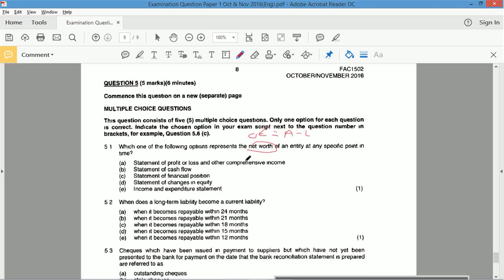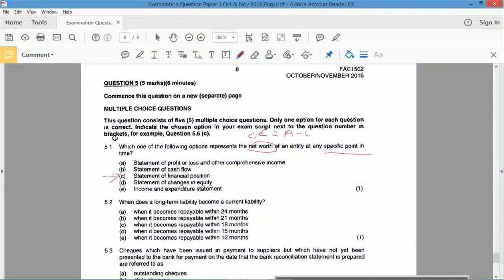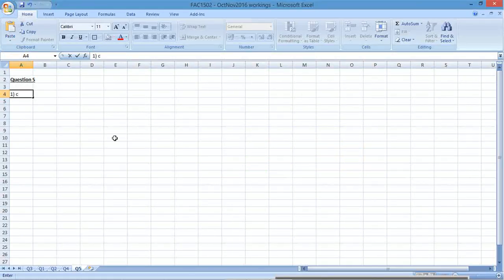So when looking at a specific point in time, you'd be looking at the financial position. C, financial position. It's assets minus liabilities. That's the focus. The key there is specific point in time. That's the only statement that's at a point in time. It's the statement of financial position at this point, at that point. If they said over time, then it's over a period.